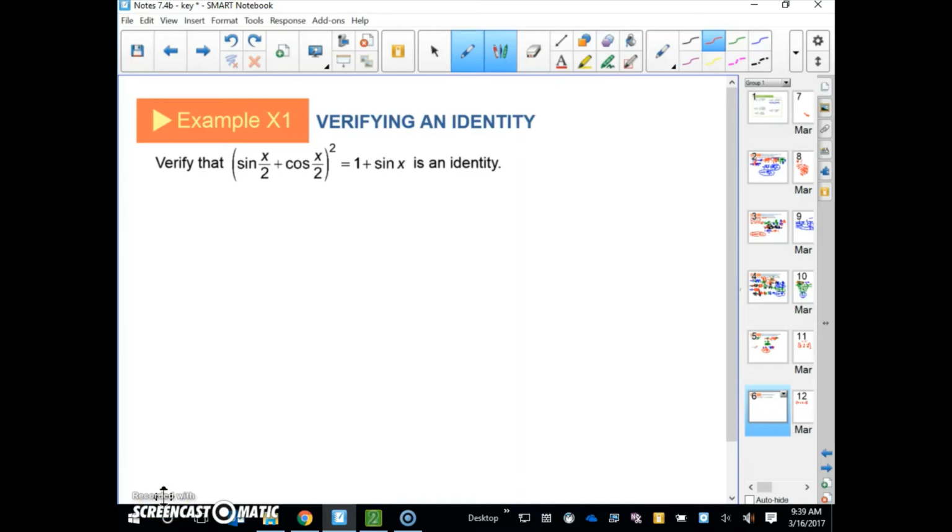All right, verifying an identity. We love these. So let's look at this one. We always want to start on the more complicated side. I think that looks like the left side. And if you notice, you've got a quantity being squared.